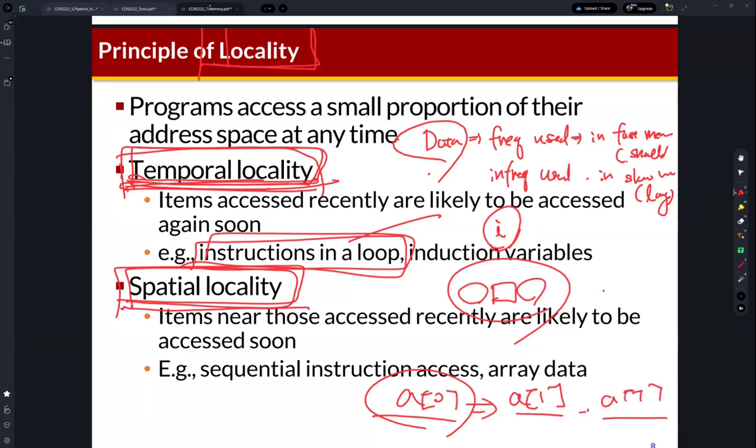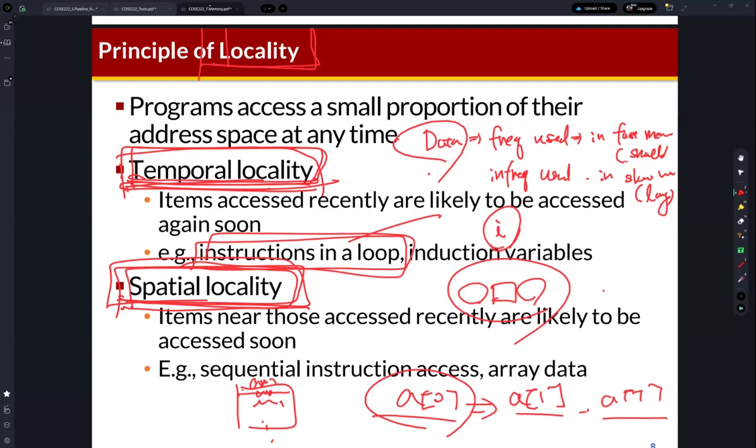And then how is the array data located in the memory? We learned that the array is located in the memory like this: A0, A1, A2. So once a certain data is accessed, then the neighbor data will be accessed in the near future. So this is called the spatial locality.